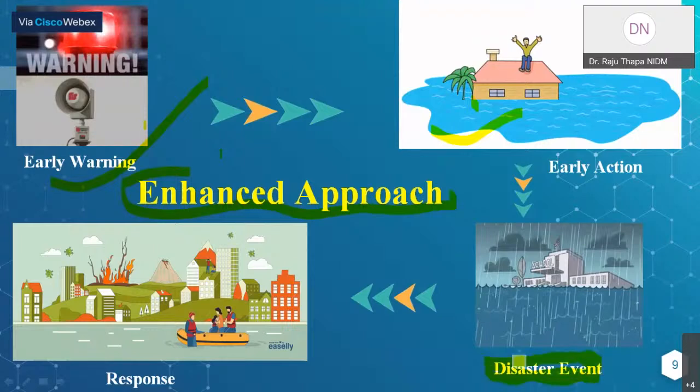With our present knowledge of science and technology, we cannot stop natural disasters. We don't have that much science and technology yet. So natural disasters will occur. And after that, the response team will come. And if you are already in an elevated area, on top of a building or any elevated area, then the response team can easily save your life.